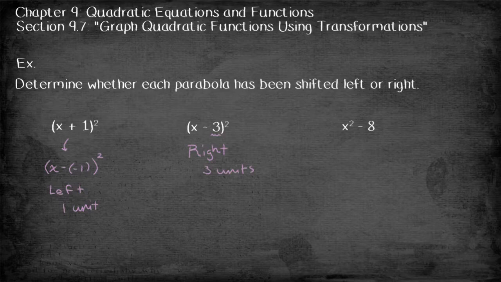Then we get to this third guy. You might be tempted to say, oh, well, then we shift to the right 8 units. But if you look at the other two, you see a key difference is that this 8 is coming after the x has been squared, which really means that this parabola has not been shifted left or right, but it's been shifted down 8 units. So there is no horizontal shift. This is a trick question, I guess.